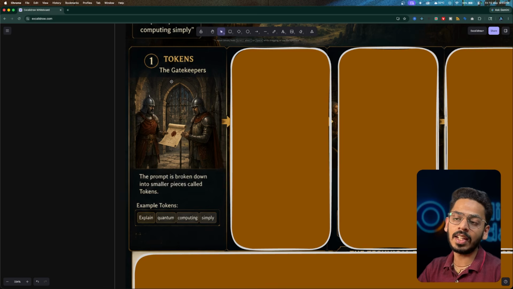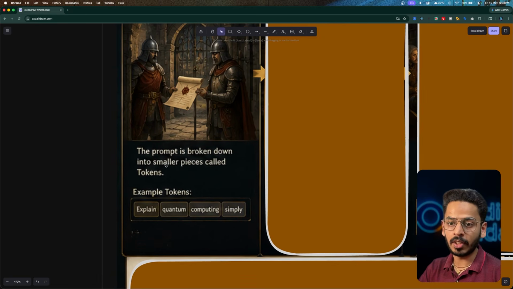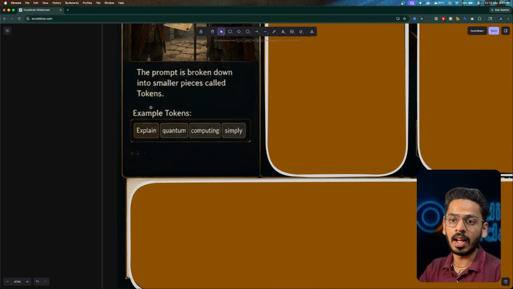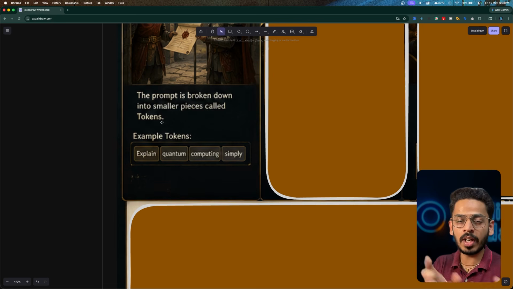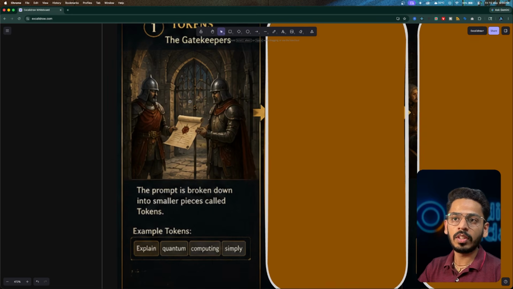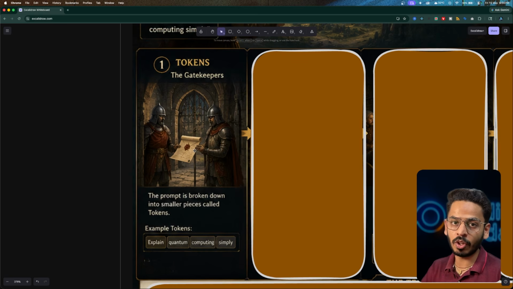For example, we can say the gatekeeper acts as the tokenizer, meaning the prompt is broken down into smaller pieces called tokens. The input that we gave here was "explain quantum computing simply." When we convert it into tokens, these words are differentiated: one word, second word, third word, and fourth word. And whenever you give an exclamation mark or any other special characters, those are also considered tokens. So the gatekeeper converts the input into smaller pieces known as tokens. This is the first step that happens when you give your prompt to GPT.